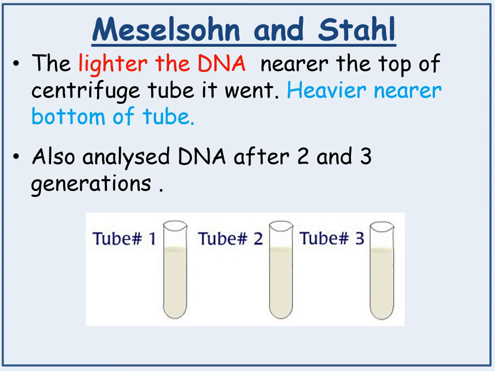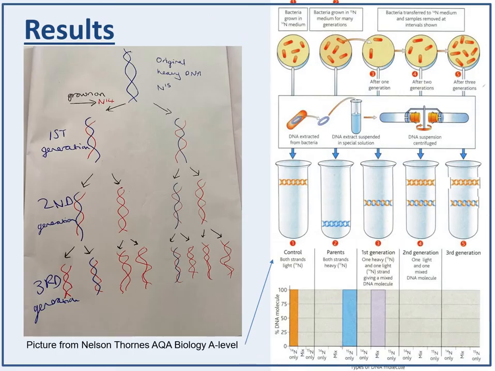And they also analysed the DNA after 2 and 3 generations. And here were the results. So the original heavy DNA was nitrogen-15, so that was what the original strands were. And then they found that the first generation was all made of half and half. All of it went to the middle.